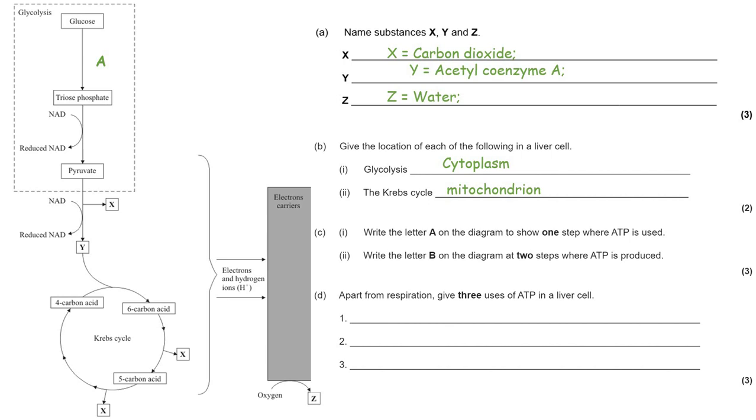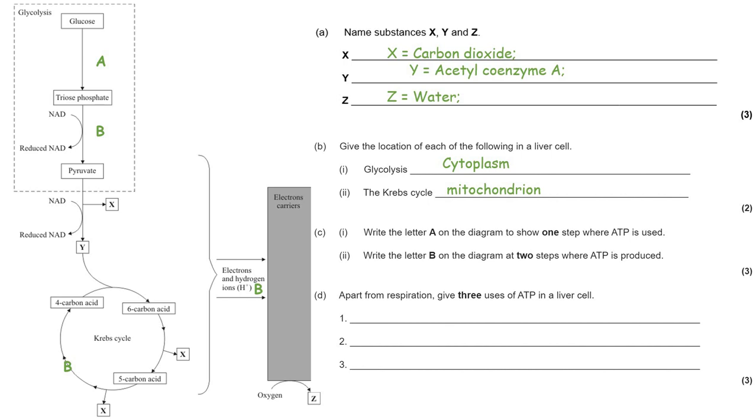Write letter B on the diagram at 2 steps where ATP is produced. So ATP is produced in the second part of glycolysis. 4 ATP are produced, but obviously 2 are used, a net gain of 2. ATP is also produced in the Krebs cycle, and ATP is also produced in oxidative phosphorylation.